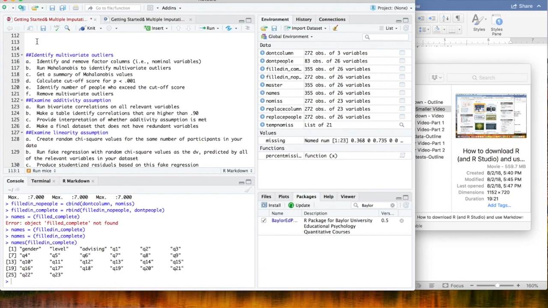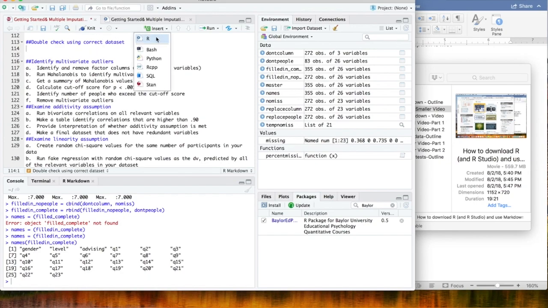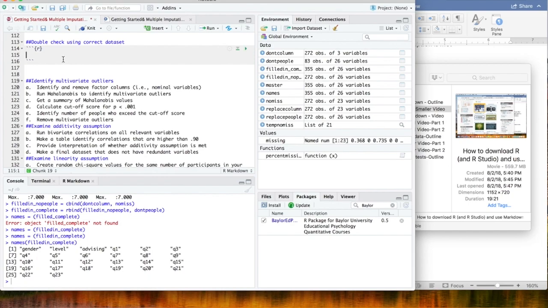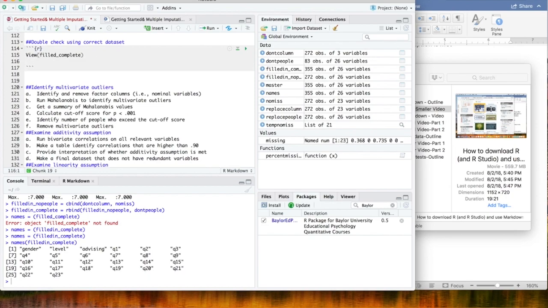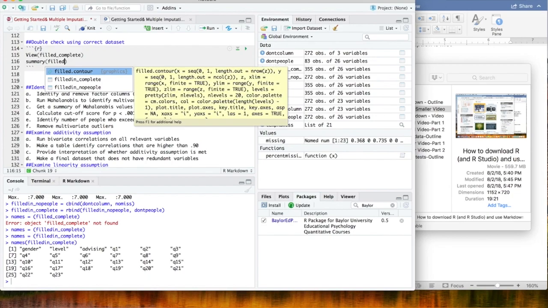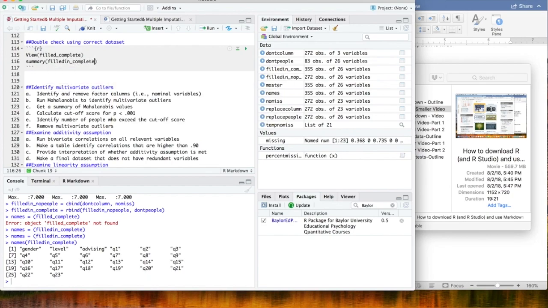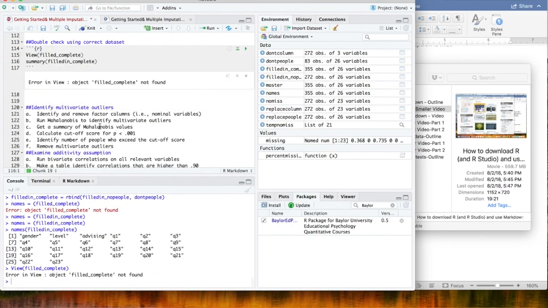Here, let me double check using the correct data set. You don't have to do this for the assignment, but I'm just doing it for the benefit of those who want to be extra careful. filled_in_complete, and let's do summary. There you go.